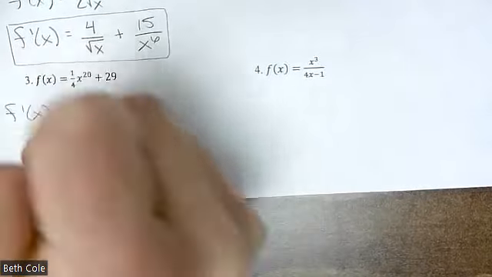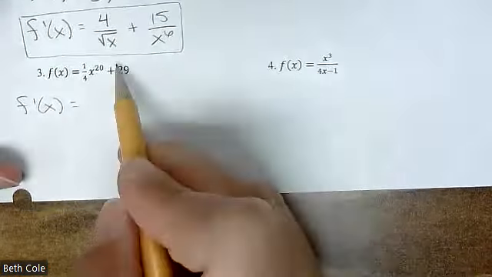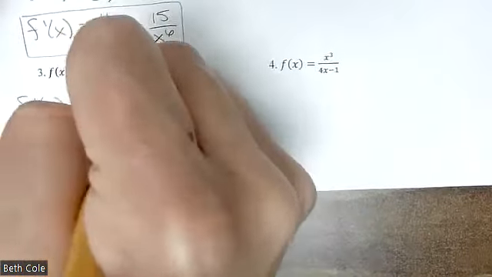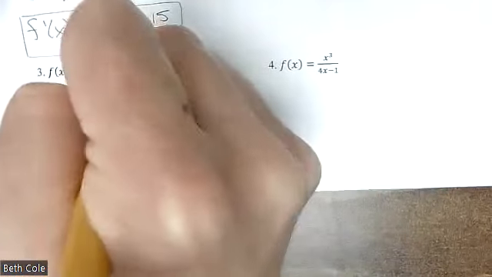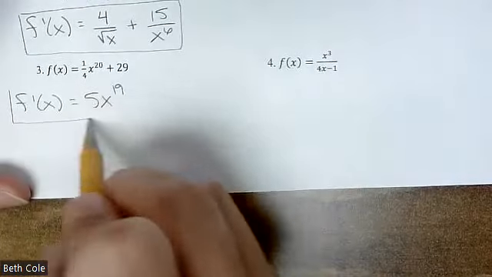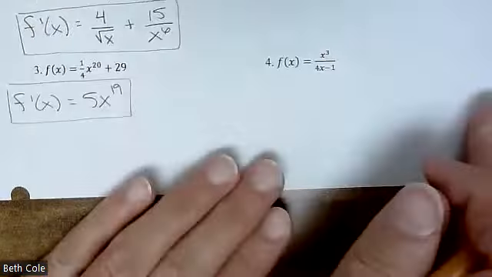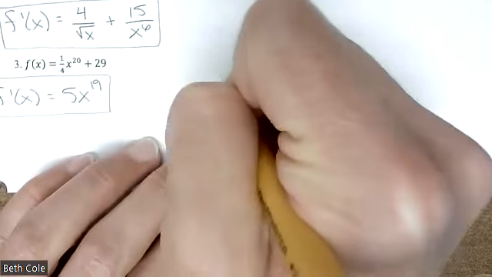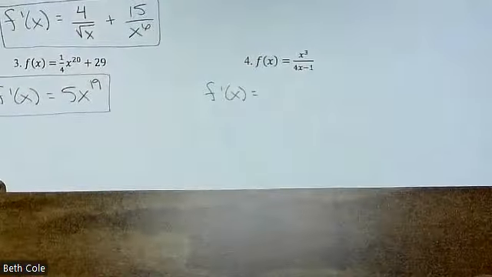All right, how about number 3? That's just a regular old power rule. Yeah, 1/4 of 20 is 5. So 5x to the 19th. What happens to this? Yeah, goes away. It's a constant, so it's gone. All right, and what rule do we need for this one? Quotient rule, because it's a fraction.